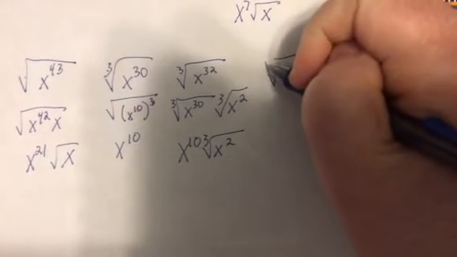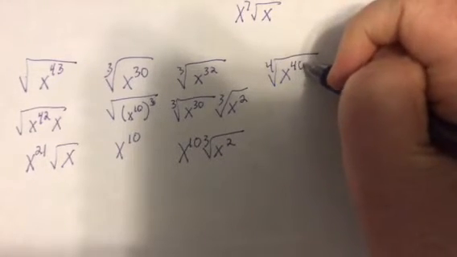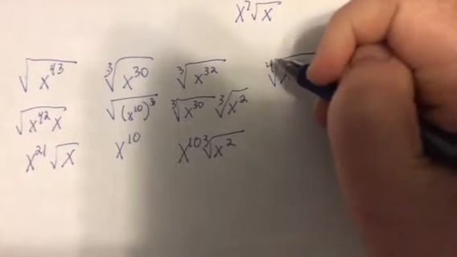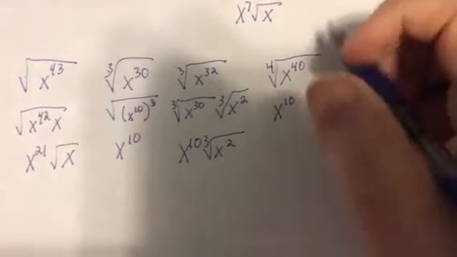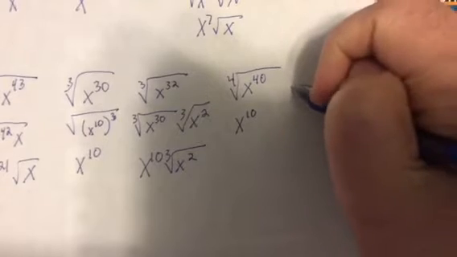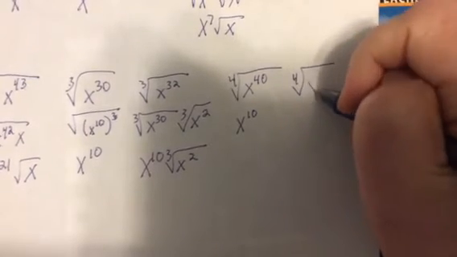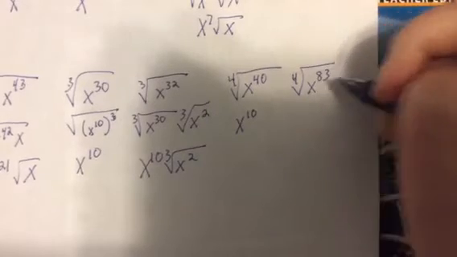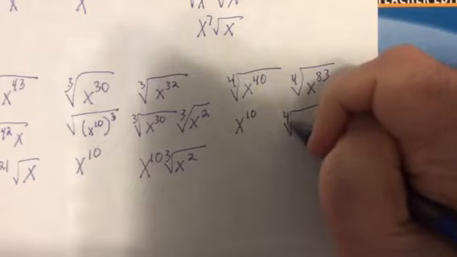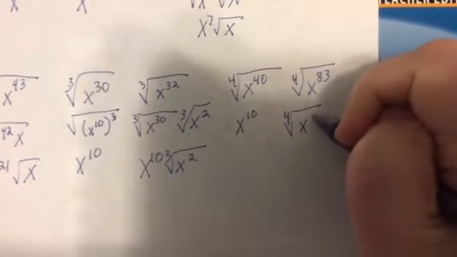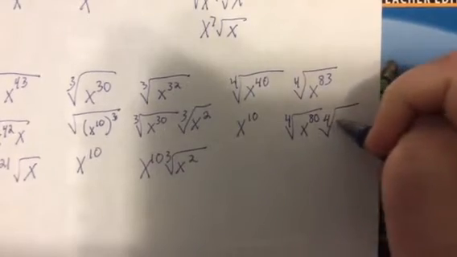So if I had the 4th root of x to the 40th, you'd say, well, you just divide the power by the index. So it'd be x to the 10th. But again, if you had left over, let's say it's the 4th root of x to the 83rd. Well, I need to break it up into the part that's divisible by 4. That'd be x to the 80th. And the part that's left over.